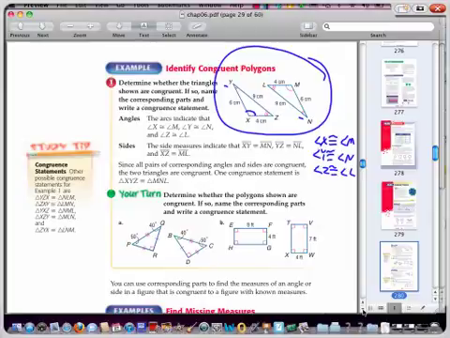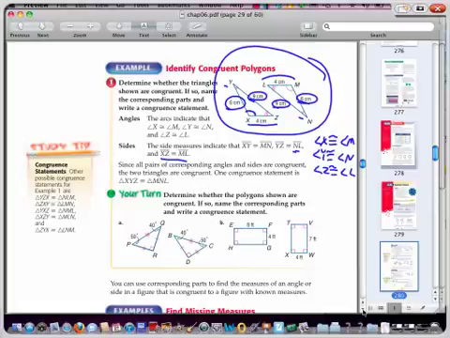We know that the angles have to be the same, and we also know that the sides have to be the same. So let's take a look. Between X and Y, we have a 4 centimeter side. Between L and M, we have a 4 centimeter side. Between Y and Z, we have a 9 centimeter side. Between N and L, 9 centimeters. And our third one is 6 and 6. And so therefore all the sides are congruent also. So therefore, yes, this is a congruent polygon.